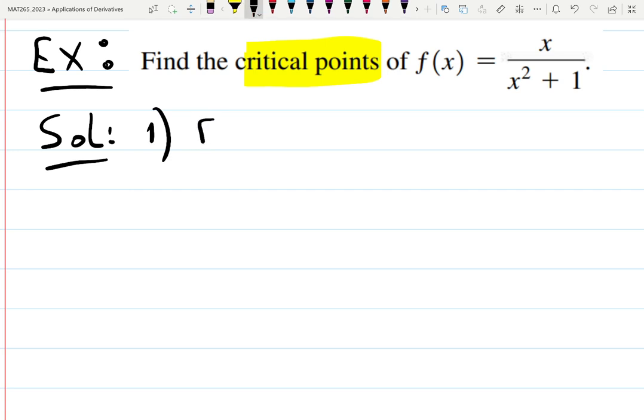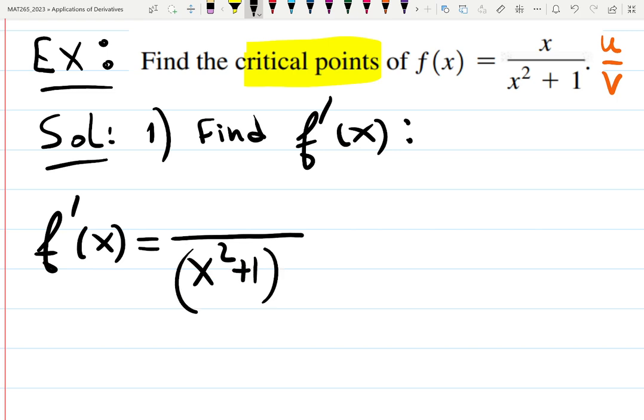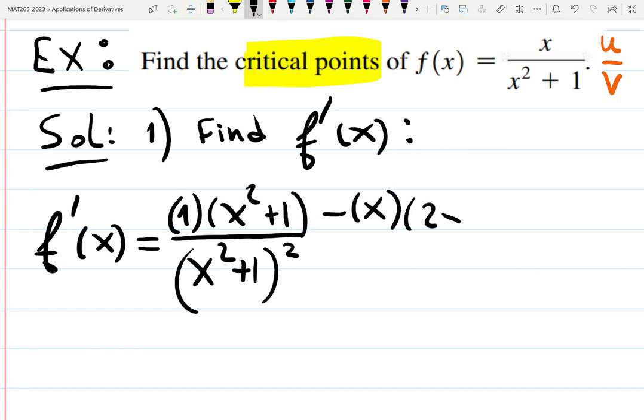Find the derivative of this function. You need to know that this is indeed the quotient rule, u over v. So can you do it faster than me and simplify? This time you have to simplify. It will be important. The derivative is x squared plus 1 squared in the denominator, and don't touch it, leave it as it is. 1 copy x squared plus 1 minus x times the derivative, 2x.